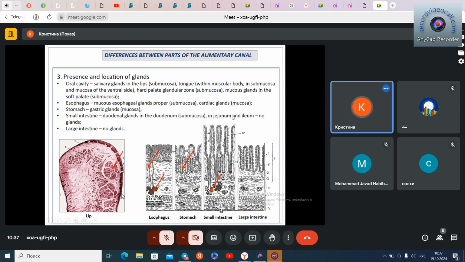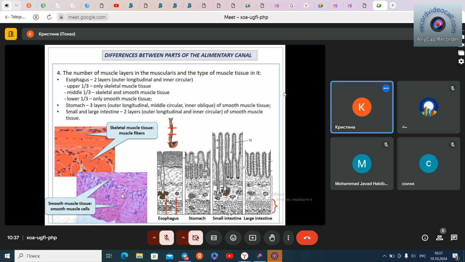Just after the stomach goes the duodenum, then next jejunum and ileum. So the glands are present only in duodenum. It is shown in this picture. So the first part is for duodenum, and here we have the compound glands located in the submucosa. In next portions of the small intestine, in jejunum and ileum, we have no glands. In large intestine, no glands are present.